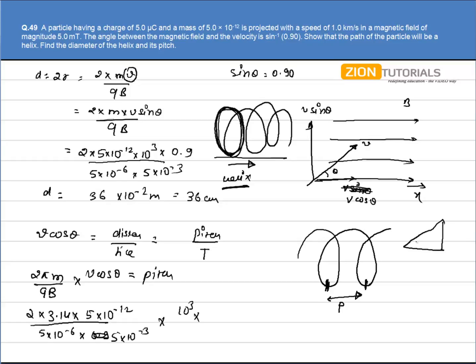Let's say this is my theta. Sine theta is perpendicular over hypotenuse, so perpendicular is 0.9, hypotenuse is 1. I can calculate the base by the Pythagoras theorem, square root of 1 minus 0.9 whole square. So cos theta comes out to be base upon hypotenuse, that is root of 1 minus 0.9 whole square by 1, and this is equal to the pitch. Solve this equation, you get the value of pitch as 54 centimeter. That is the answer.